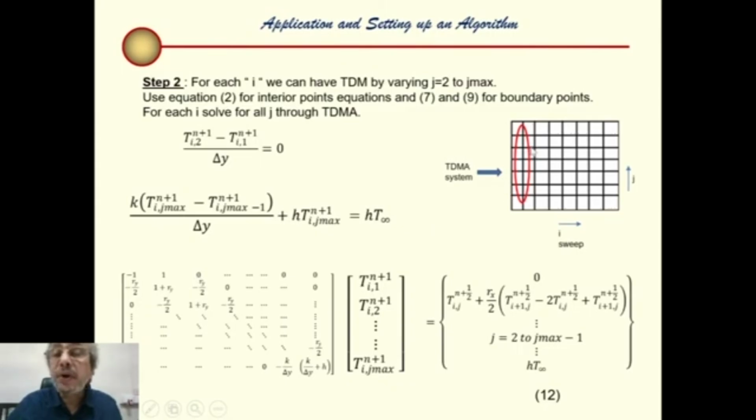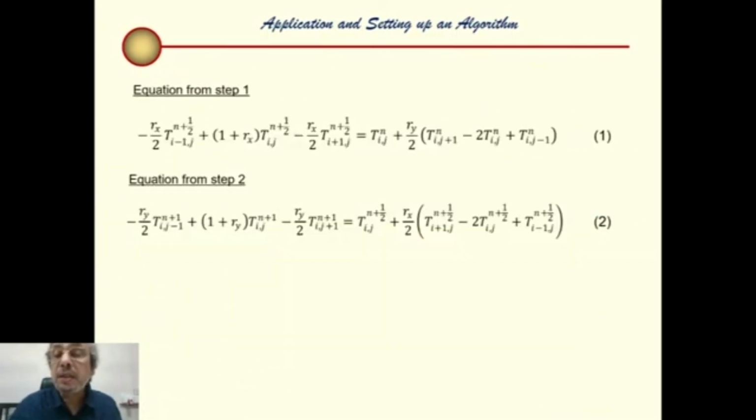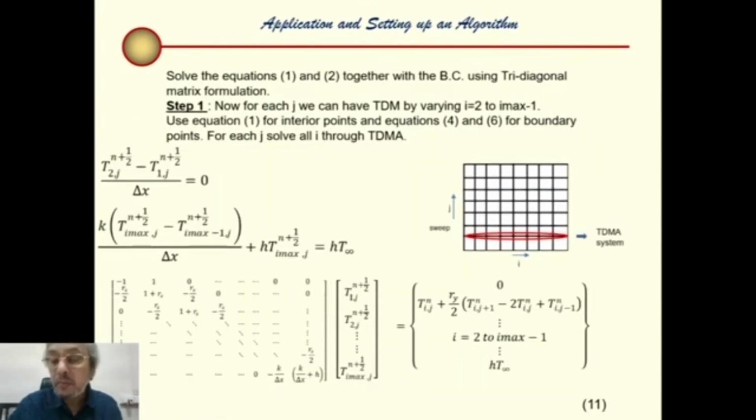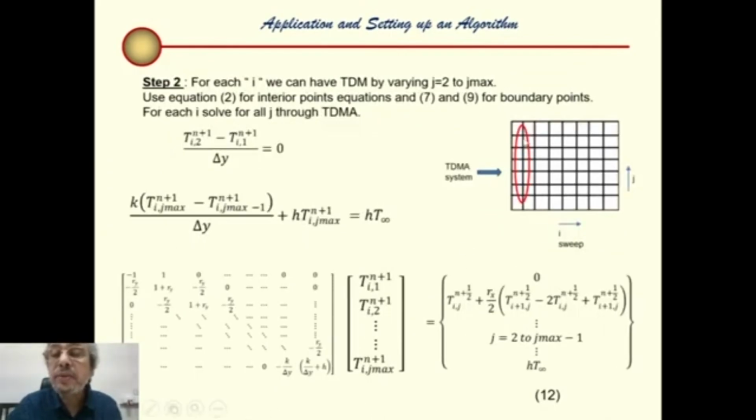And again all intermediate points will be guided by equation 2. If you recall, equation 2 will be for all the intermediate points. So these are j equal to 2 to j max minus 1, and minus ry by 2 into Ti j minus 1, plus 1 plus ry into Tij, minus ry by 2 into Tij plus 1. Those are unknown terms, and the right hand side is known, and that is how this tridiagonal matrix is set up.